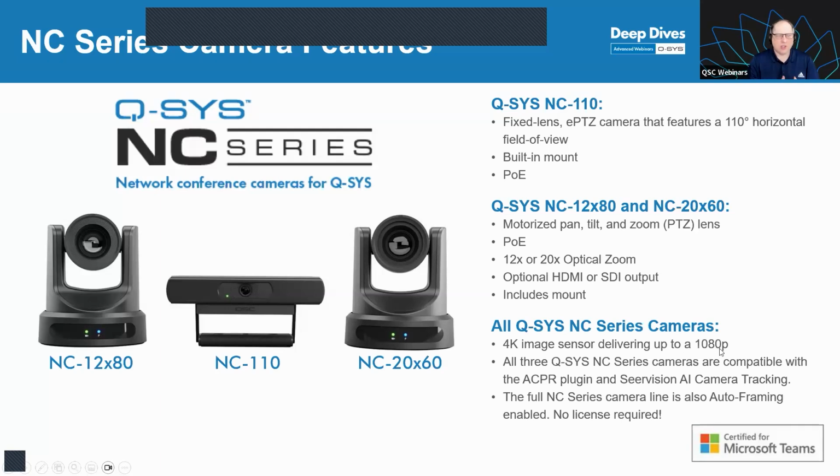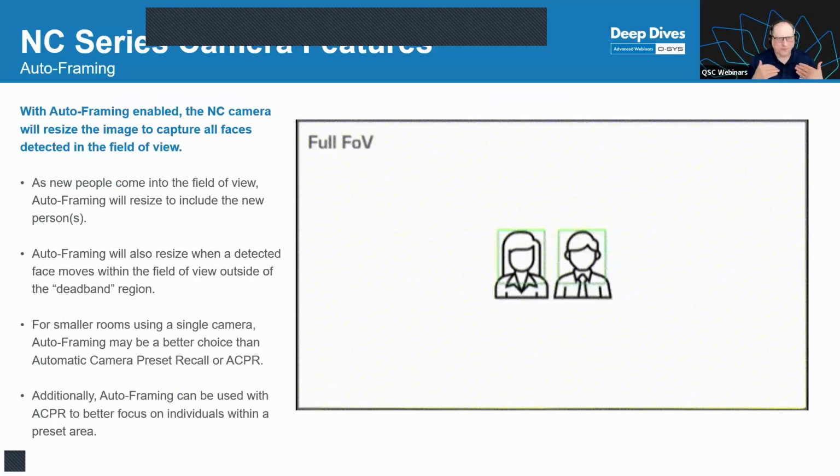All the cameras have a 4K image sensor, so we're delivering up to a 1080p video stream to your UC client. Your UC client is going to negotiate that speed. So there's the USB connections in there, the speed of your calls in there and stuff. That's all negotiated to figure out, will you get that full 1080p out of your UC platform. All three NC series cameras are compatible with the ACPR plugin, as well as Seer Vision AI camera tracking. And we all now, with no license required, have the ability to auto frame.